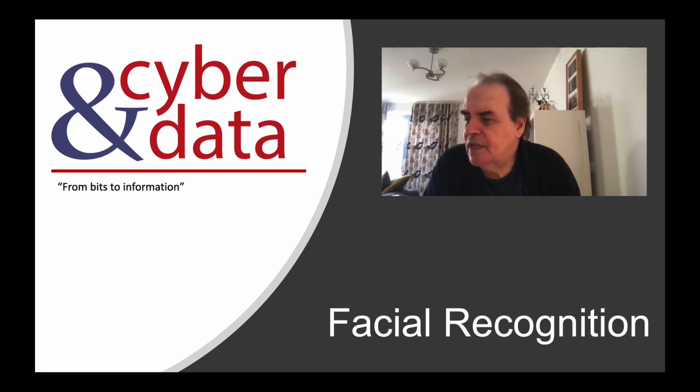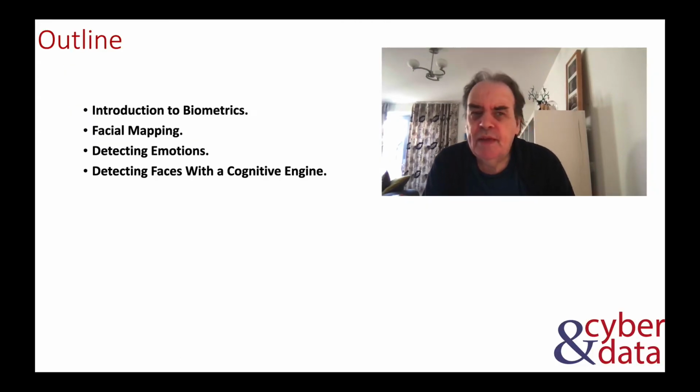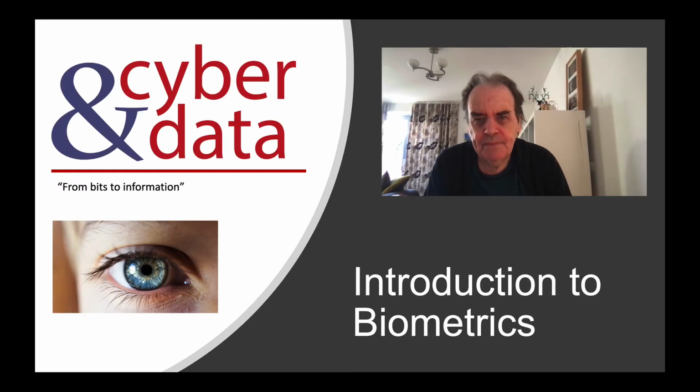Okay, so in this presentation, we're going to look at facial recognition and how machines can make sense of faces. We'll do a little bit around biometrics and what biometrics really are, and then how we map a face, and then going on to how we detect emotions, sadness, happiness, and so on. And then finally, we'll look at how we can detect faces using a cognitive engine.